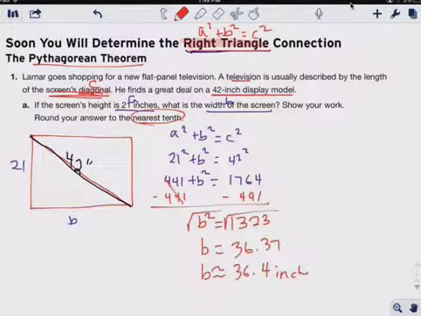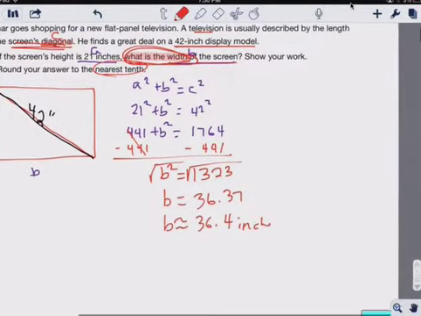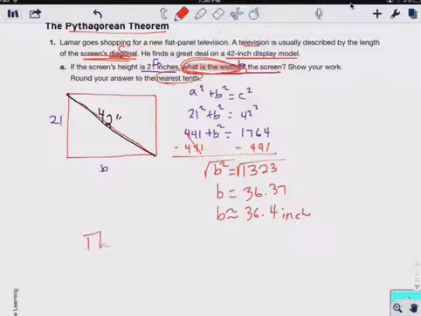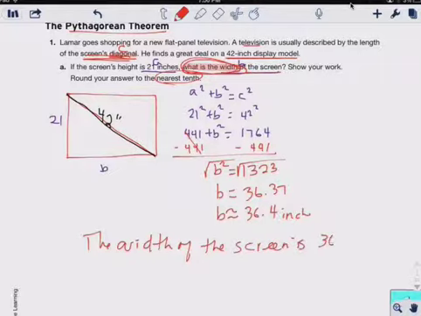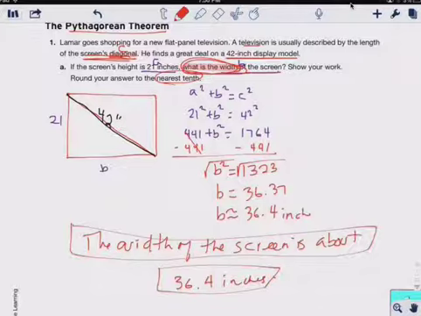And the question, it's really important you answer the question. You annotate that: what is the width of the screen? So the width of the screen is about 36.4 inches. The word about needs to be there because we're rounding. This is the answer I'm looking for.